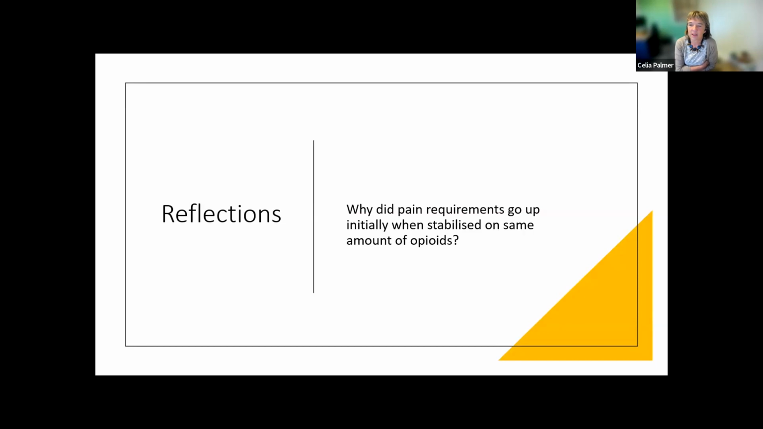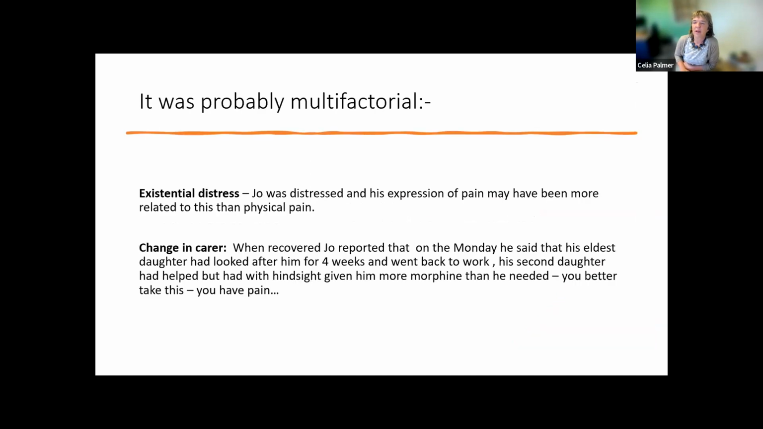And I guess the first thing is, why did his pain requirements go up initially when he was stabilized on the same amount of opioids? So his pain was controlled when he left hospital on the same amount of opioids, which were about a week before, without any of that up titration. There was probably a number of things. Certainly he was distressed, and we know that distress and delirium means that people describe pain more. So his expression of pain may well have been more related to this than any physical pain.